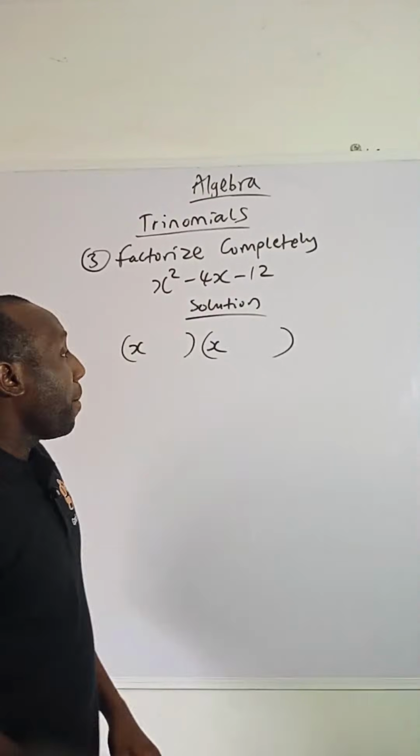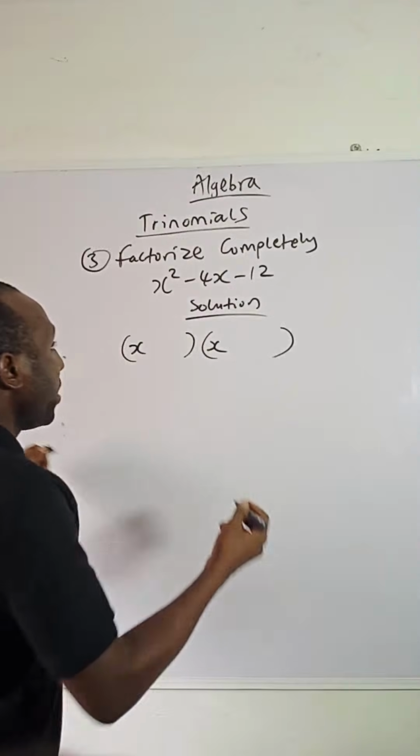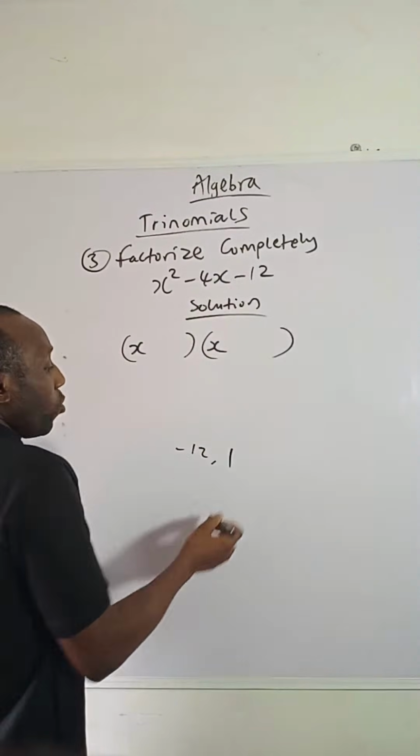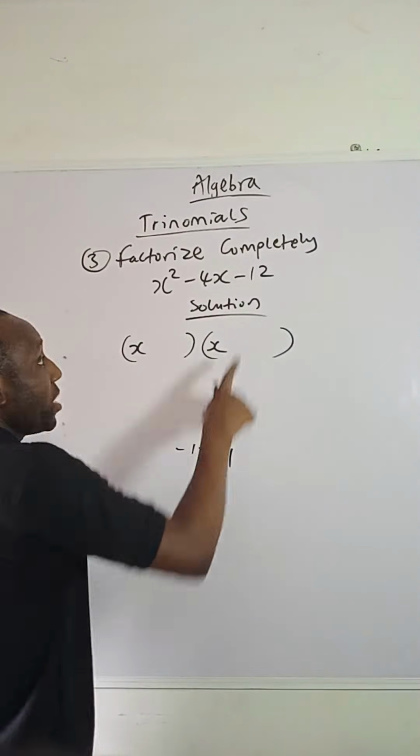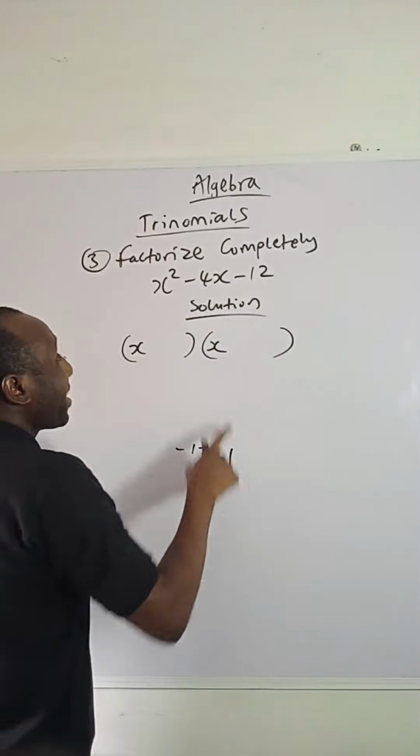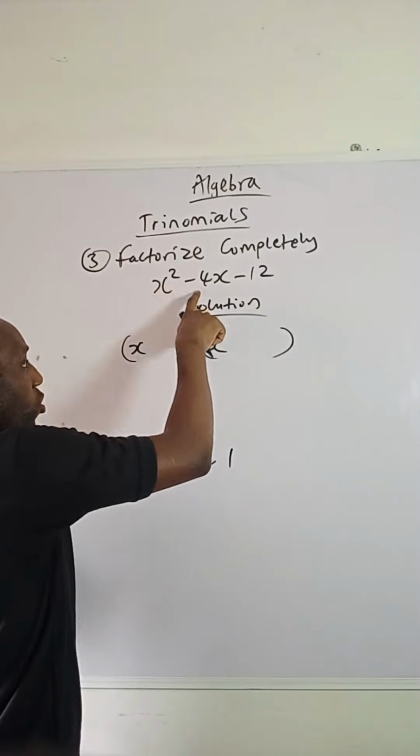So you just keep testing them out. If you do minus 12 and 1, minus 12 times 1 is minus 12. But minus 12 plus 1 cannot give you minus 4. So you can't use that.